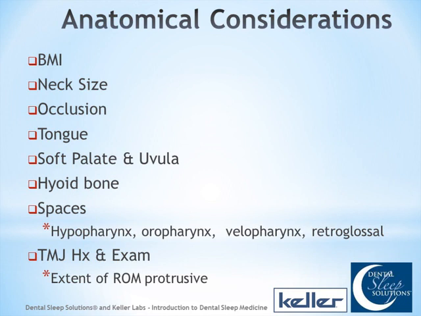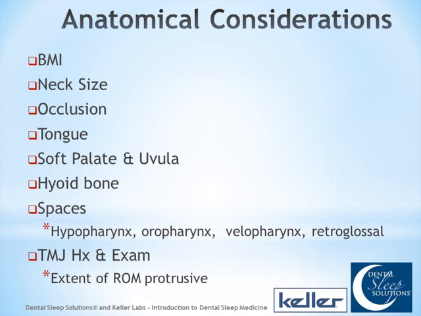As we're trying to determine if someone is a good candidate for a dental appliance, whether we think it's going to help them and whether they can adjust to it and tolerate it, we need to look at their anatomy. BMI: the more obese a patient is, the less likely it is that a dental appliance will work quite as well. Their neck size kind of goes hand in hand, but not always. Sometimes you see obese people with small necks and vice versa, but neck size and BMI are kind of tied together, as you can imagine. Their occlusion: people who have retrognathic profiles tend to respond better to dental appliances. And I might even say that the side effects of bite changes tend to, at least in my opinion, be a little bit less worrisome.